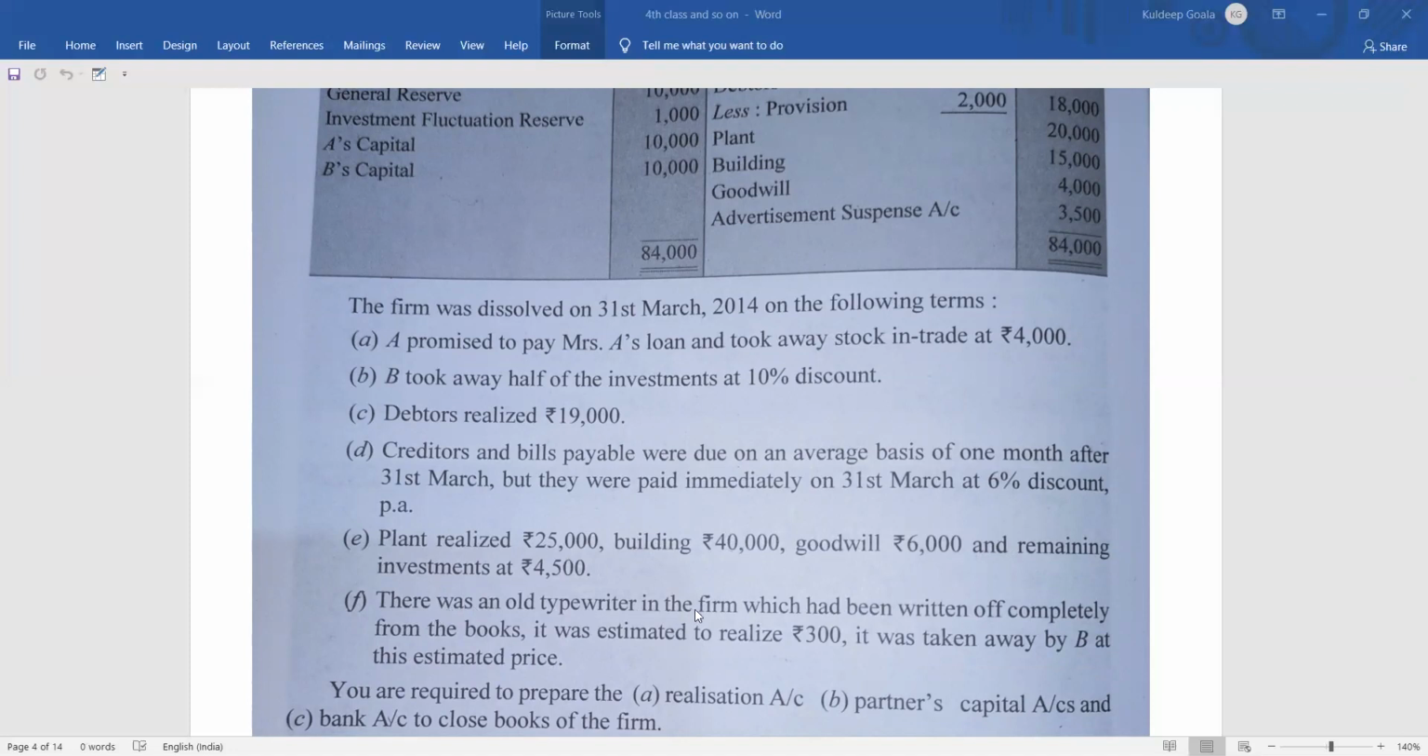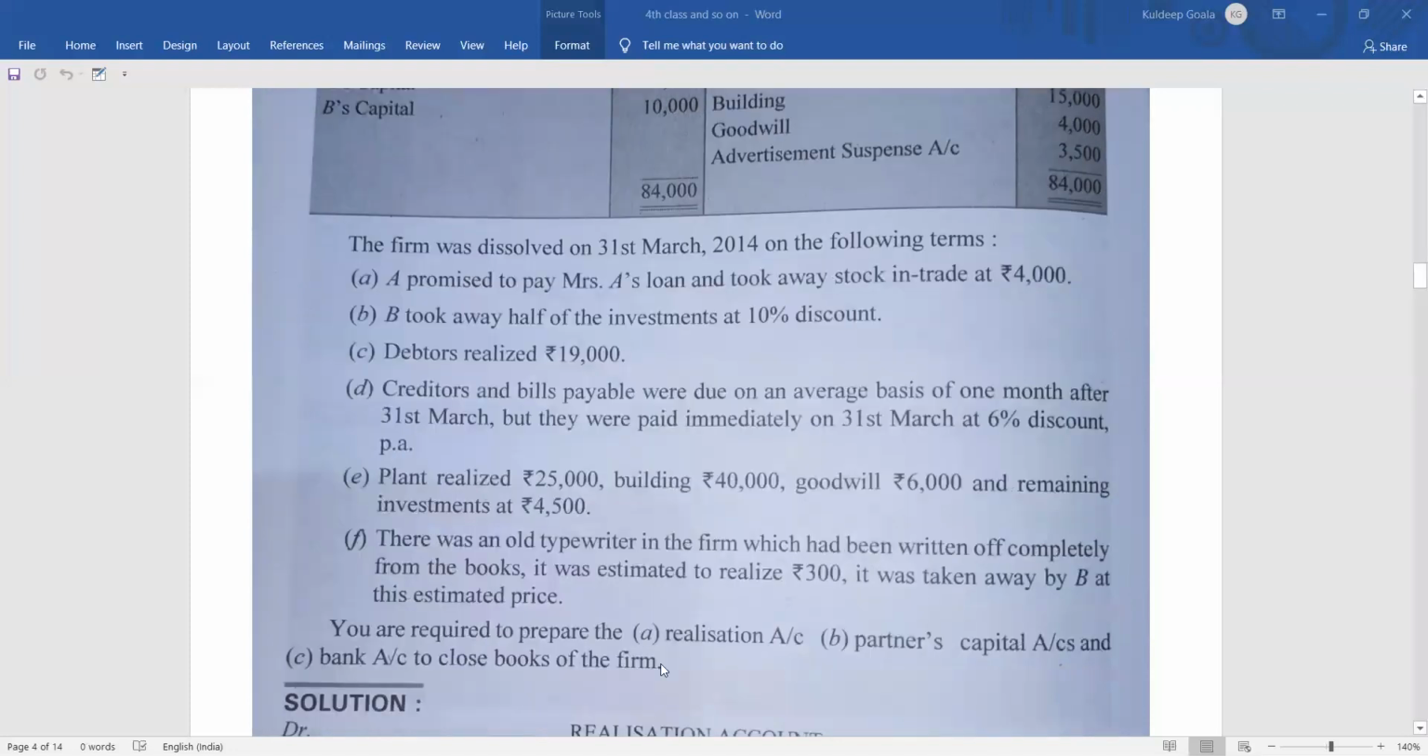There was an old typewriter in the firm which had been written off completely from the books. It was estimated to realize 300. It was taken away by B at this estimated price. We are required to prepare the realization account, partners' capital account, and bank account to close the books of the firm. So we are given the assignment of closing the books of the firm.